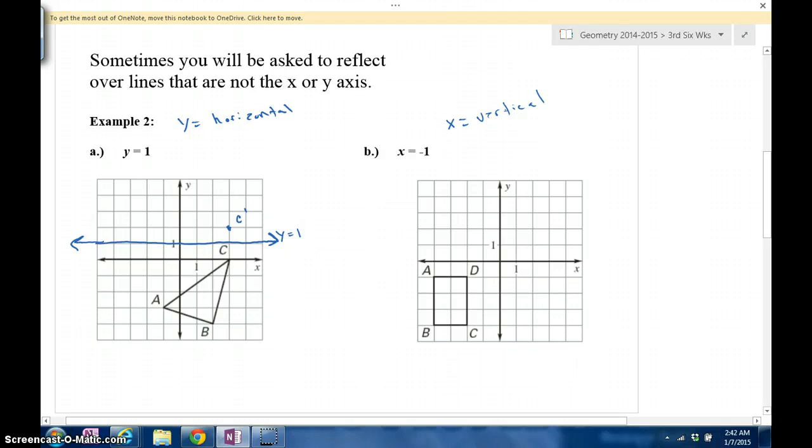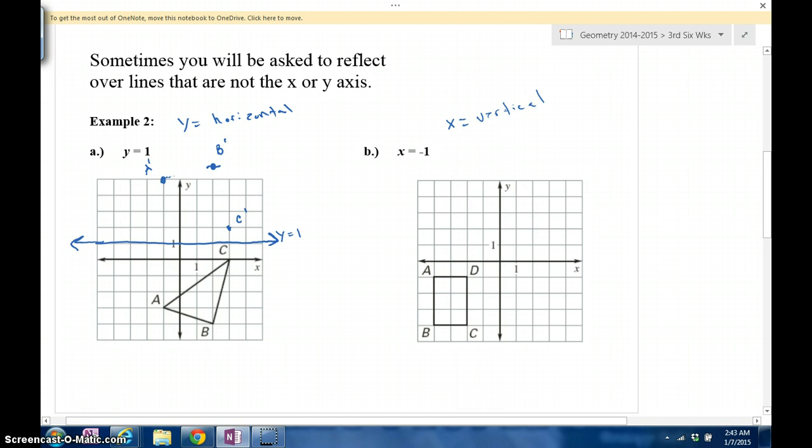B is 1, 2, 3, 4, 5 units away. 1, 2, 3, 4. We're going to have to draw another line here. That'll be our B prime. And then A is 4 units away. 1, 2, 3, and 4. That is our A prime.